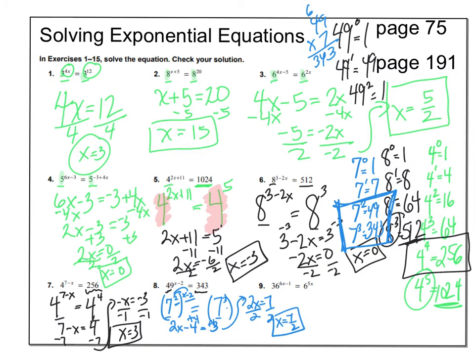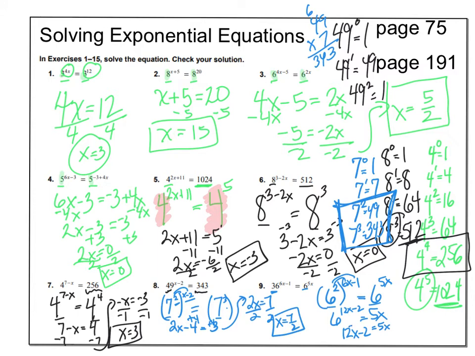For number 9, can I rewrite 36 with a base of 6? And yes, I can. 6 to the second power is 36. So I'm going to put 6 to the second power for 36. It has an exponent of 6x minus 1 out there, so I got to keep it. Equals 6 to the 5x. So although I have the bases the same, I want to get rid of this power of a power. So I'd have 6 to the 12x minus 2 equals 5x. Then 12x minus 2 equals 5x.